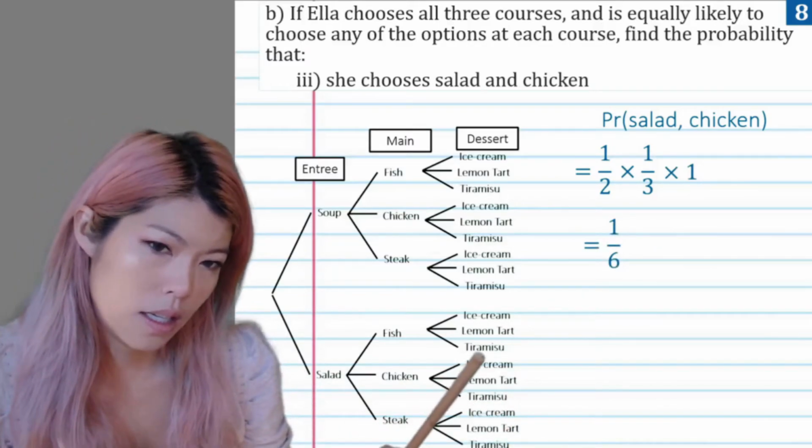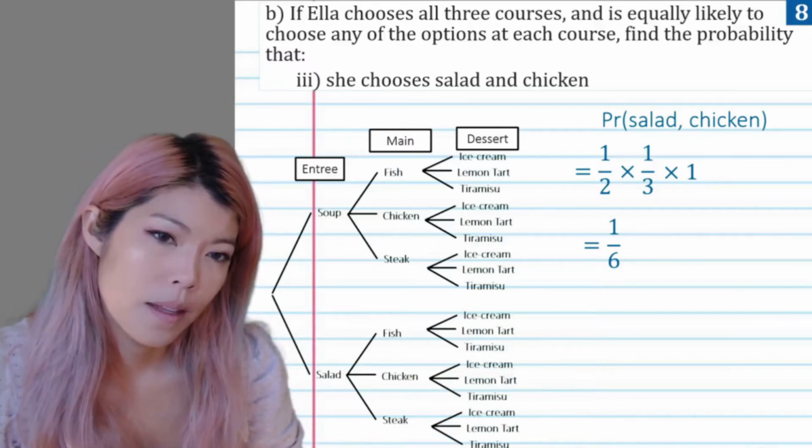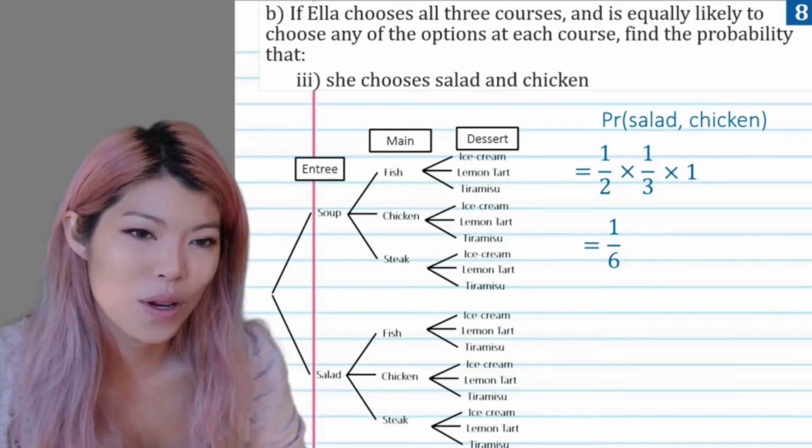Salad and chicken is these 3 options. 3 out of 18 is 1 over 6. So we're correct.